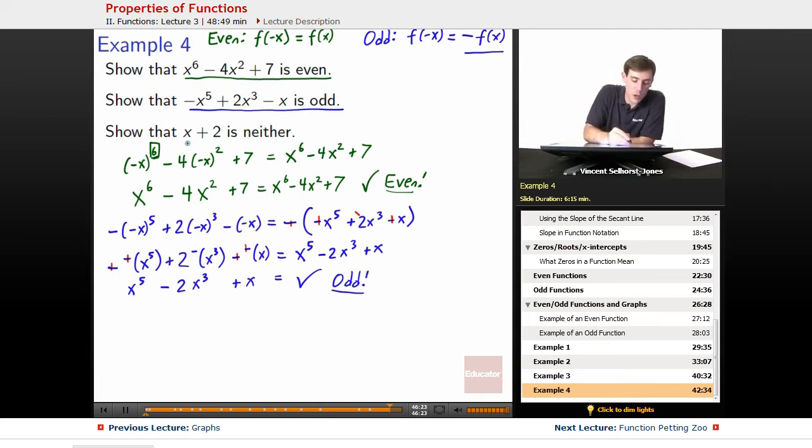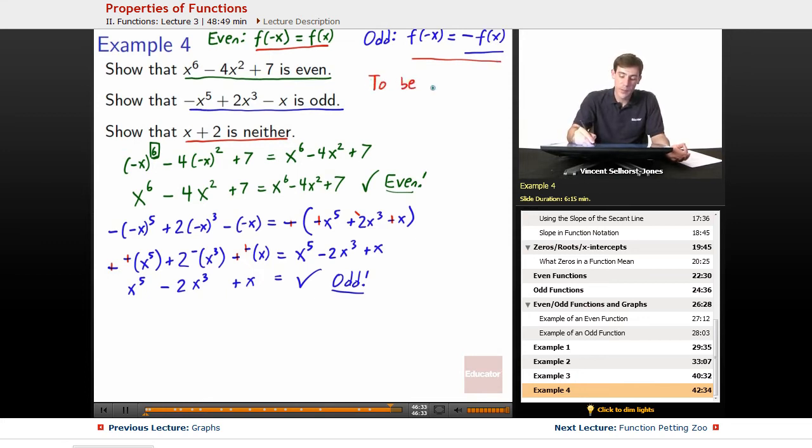Finally, let's show that x plus 2 is neither. So to be neither, we have to fail at being this and fail at being this. So to be neither, it needs to fail being odd and being even. So it needs to fail even and odd.